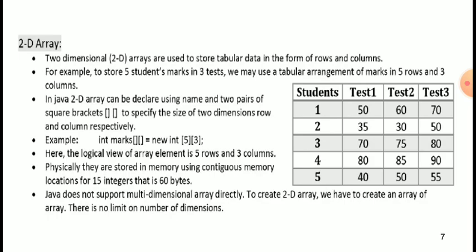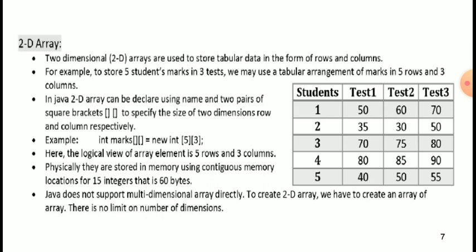Next is a 2D array, that means a 2-dimension array. 2D arrays are used to store tabular data in the form of rows and columns. For example, to store 5 students' marks in 3 tests, we may use a tabular arrangement of marks in 5 rows and 3 columns: test 1, test 2 and test 3. First is a student, and 5 rows, 5 students, that means 5 rows.